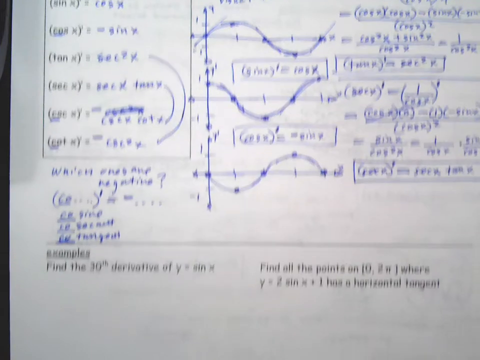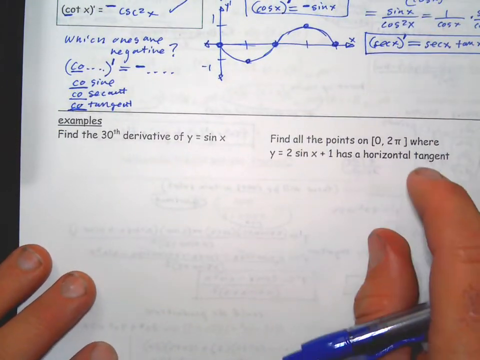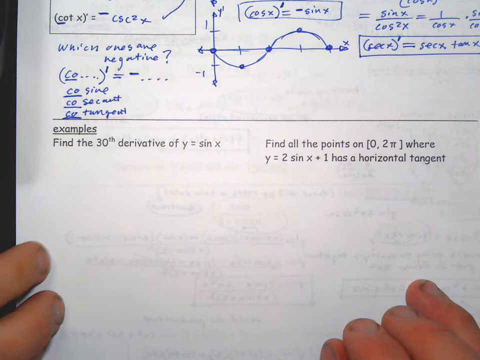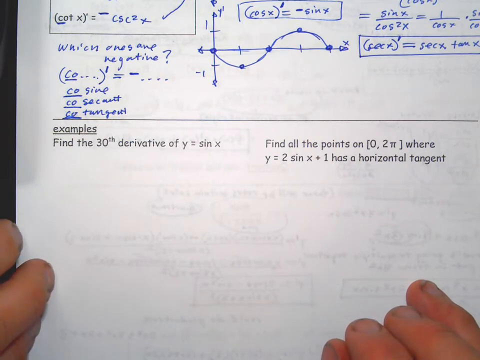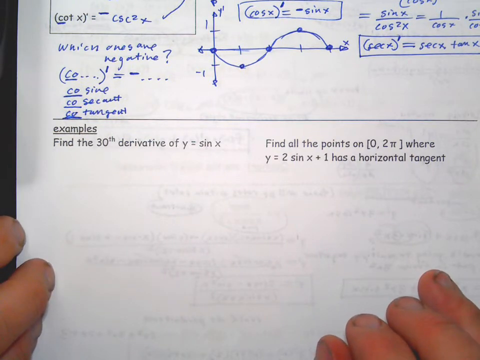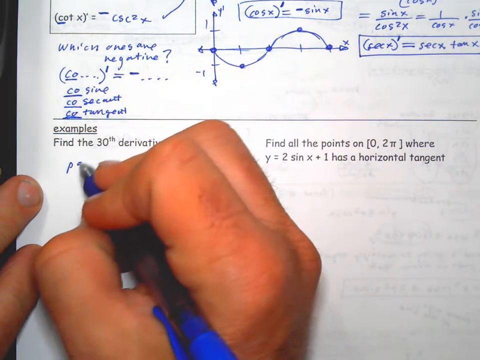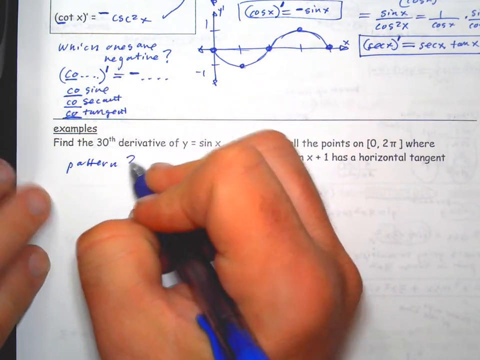Okay, here's a couple more examples. I'm just using some trig. Find the 30th derivative of y equals sine x. Well, that's going to take forever. If I give you something like that, you should probably think there's probably a pattern, and I shouldn't have to do them all. But let's see if we can find the pattern. Makes it easier if you start doing them.